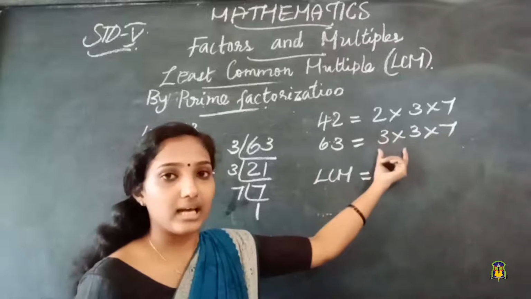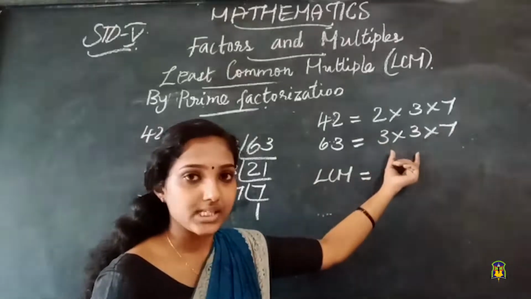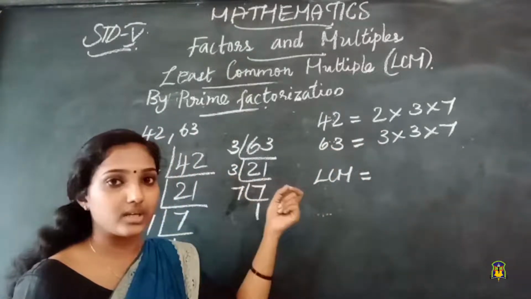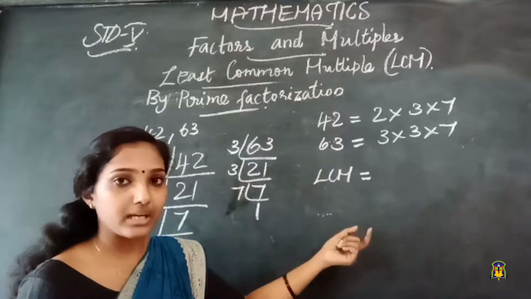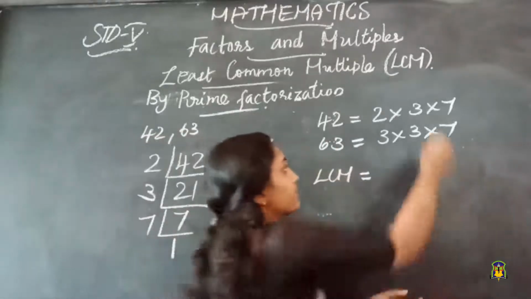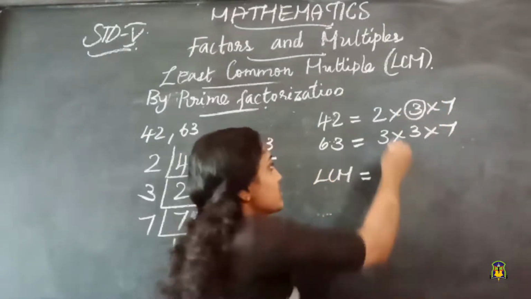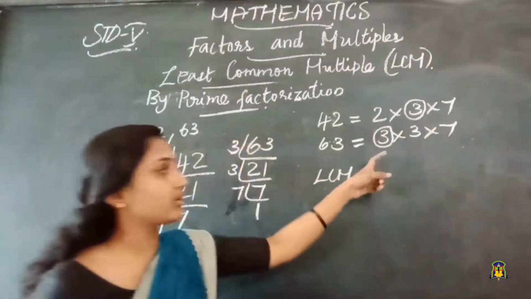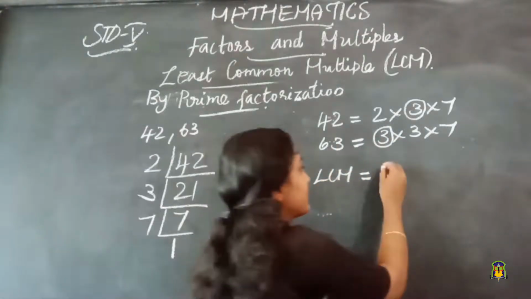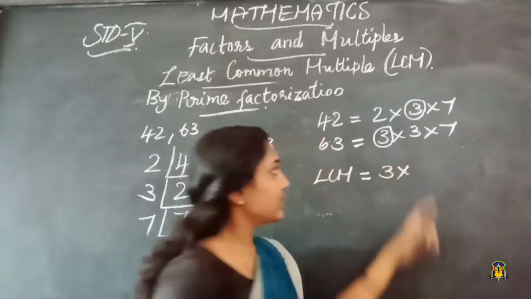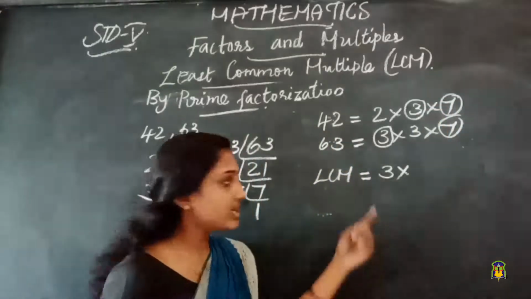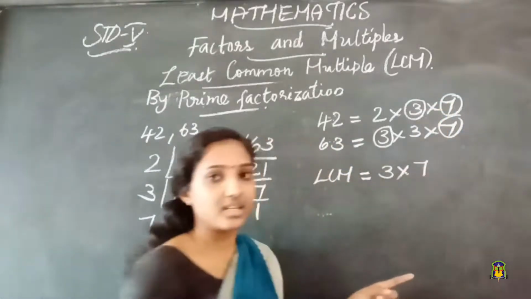We will do the same step as we did to find the HCF. We will check which are the common prime numbers. So here, which are the common prime numbers in both 42 and 63? Look, 3 is there in 42 and we can find 3 in 63. So 3 is common, so we can write 3. Again, 7 is common, so we can write 7 here.